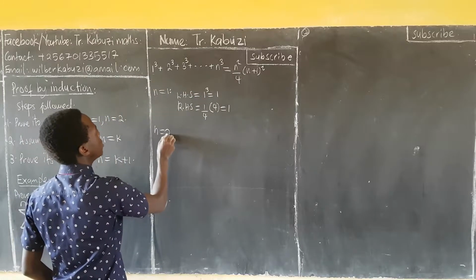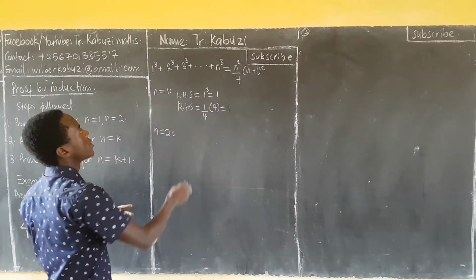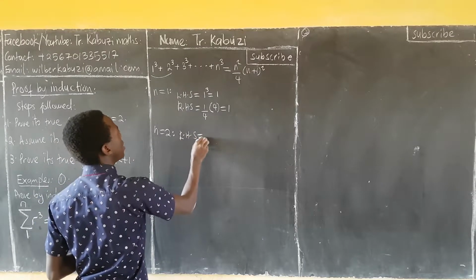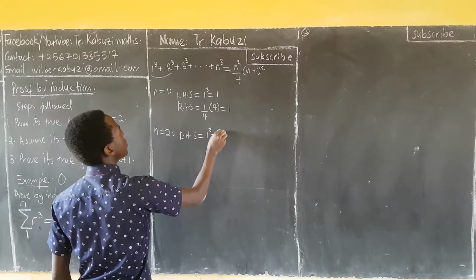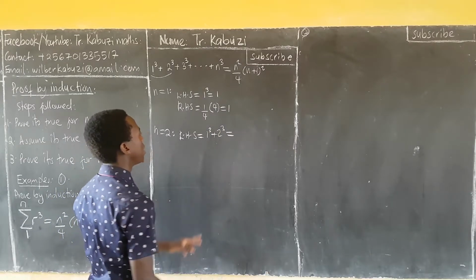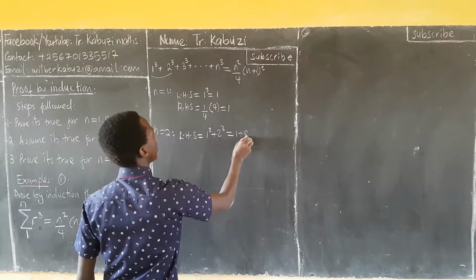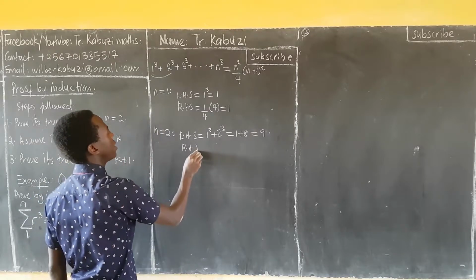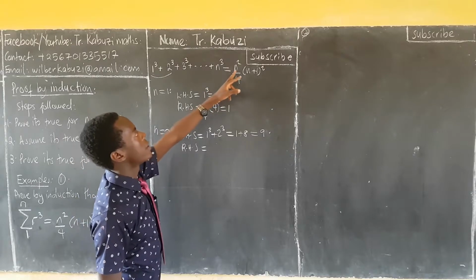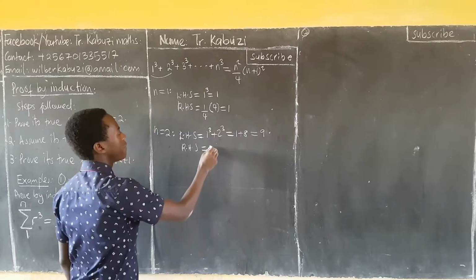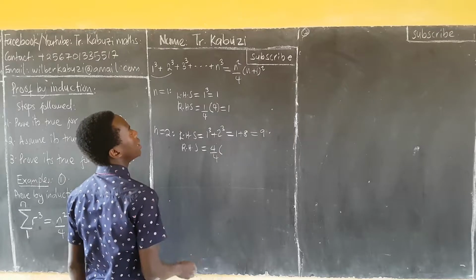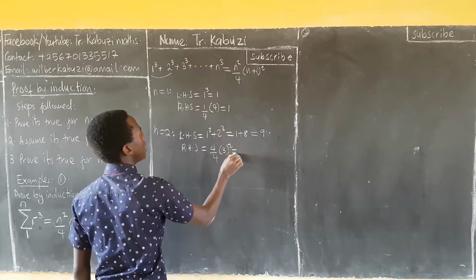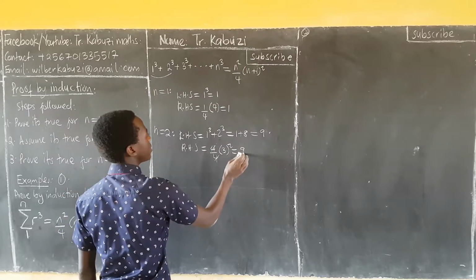When n is 2, I have 2 terms, so I take the first 2 terms. My left hand side equals 1 cubed plus 2 cubed. This would be 1 plus 8, since 2 cubed is 8, which is 9. Now my right hand side, n is 2. I substitute here 2 power 2, that is 4, so I have 4 over 4, then 2 plus 1, I get 3, the whole square. This will be 1, and 3 squared is 9, so this is equal to 9.